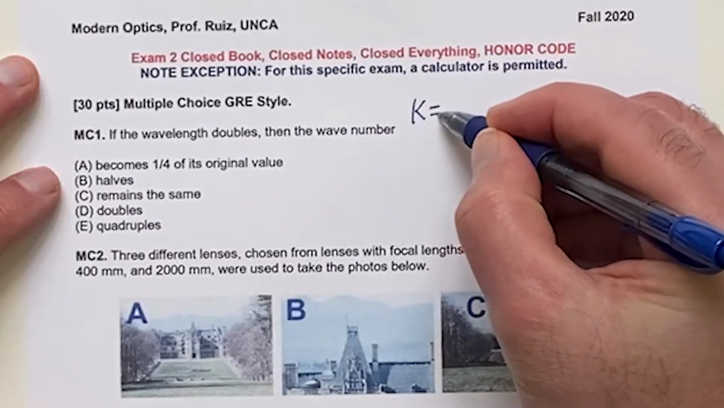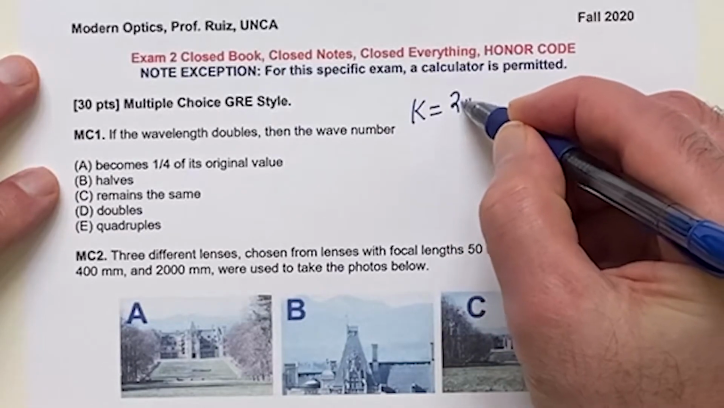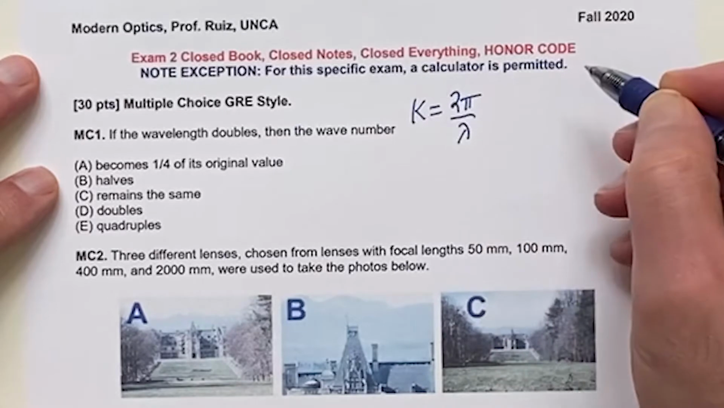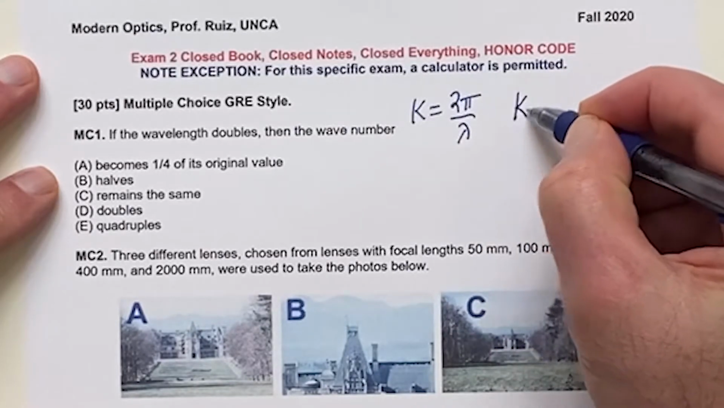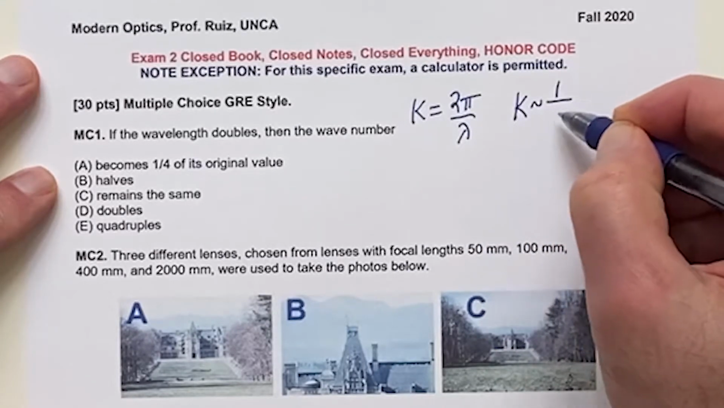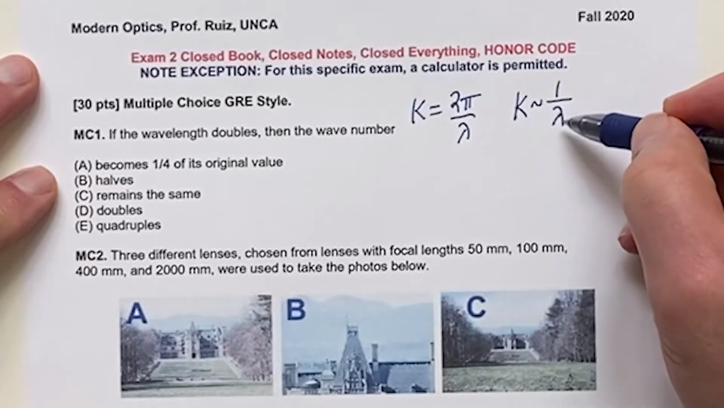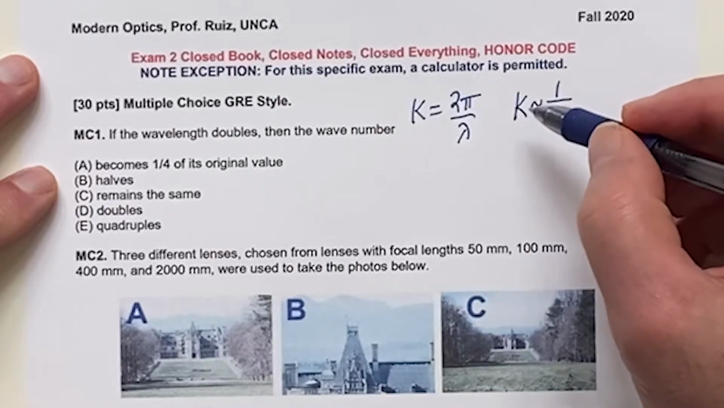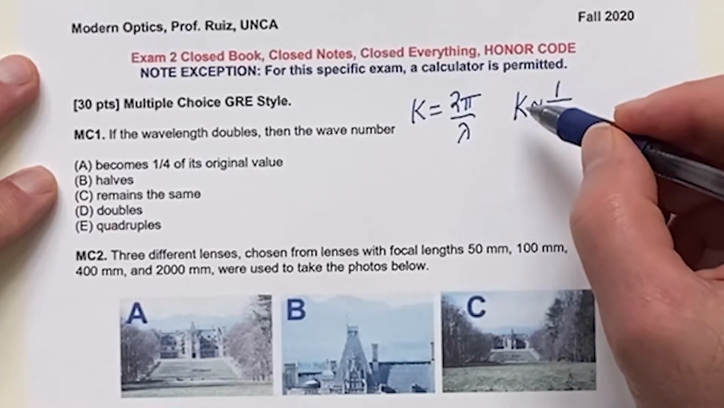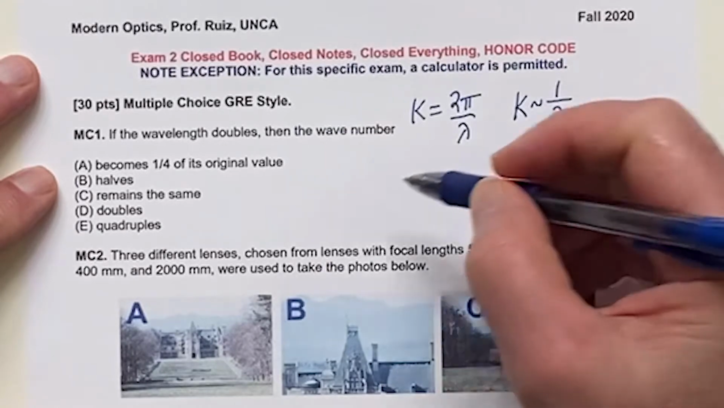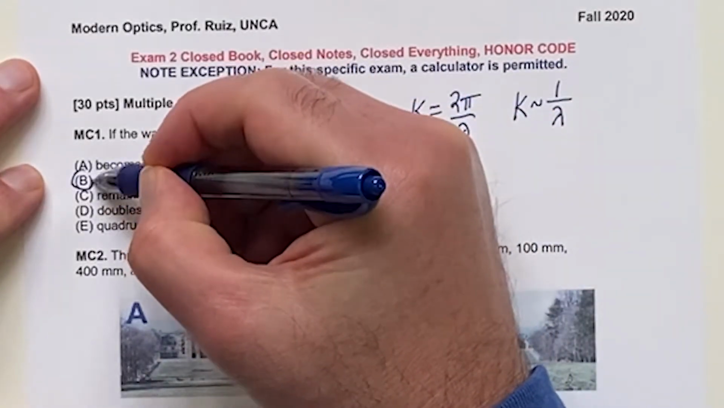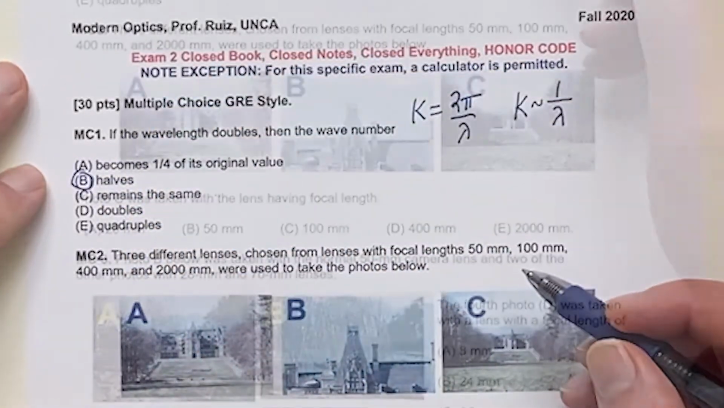Well, the wave number is 2 pi over lambda. So that means the wave number goes inversely when you want to relate it to the wavelength. So if you double the wavelength, then the K will be 1/2, it'll halve. So the correct answer is B.